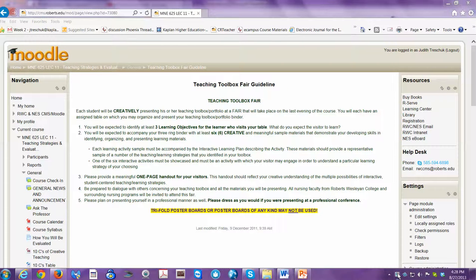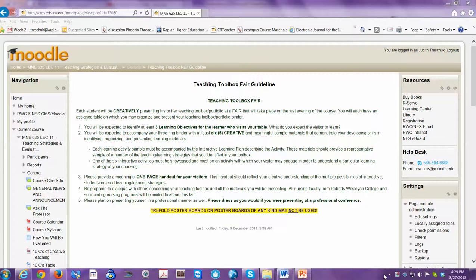So let's start with the guideline. This is in the course. You're going to be presenting your toolbox portfolio at the fair next Wednesday, which is September 4th. That's the last evening of the course. The good news is you're all done with the course after this Teaching Strategies Fair.